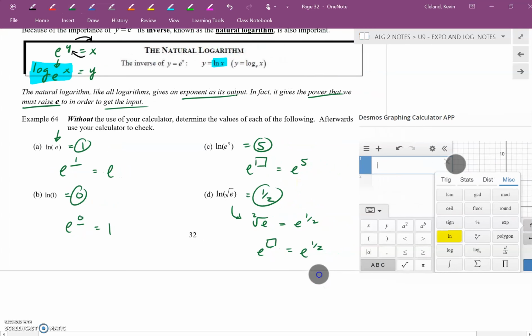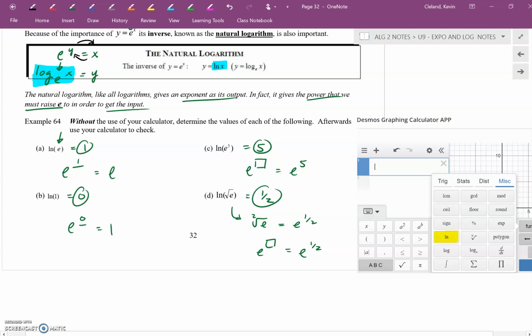You can check these. Go to Desmos and check them in that miscellaneous button in the functions menu over there. You'll see the ln natural log button. All right, let's see here, moving on.